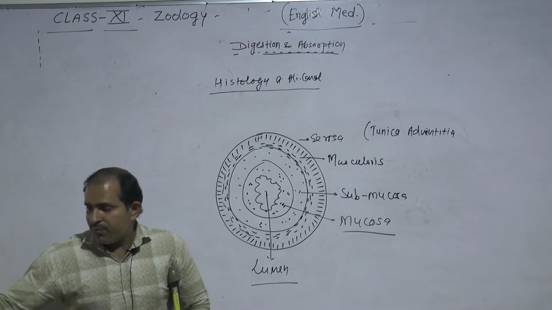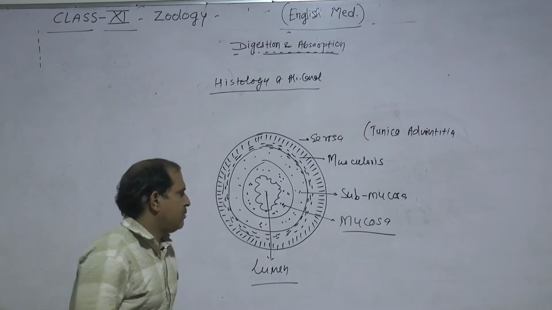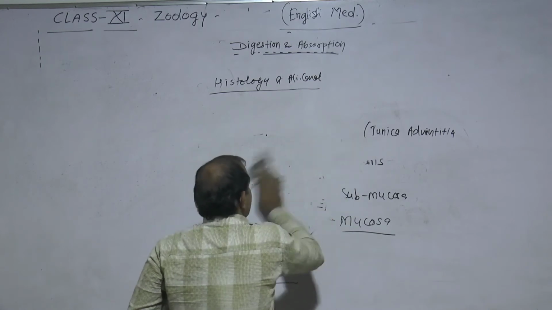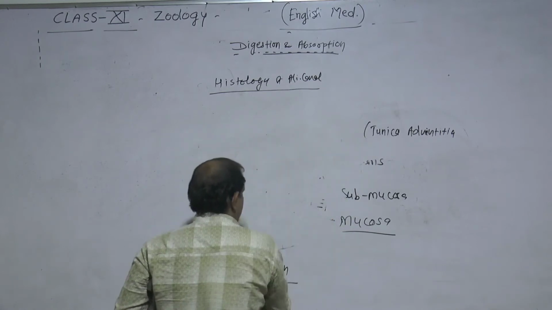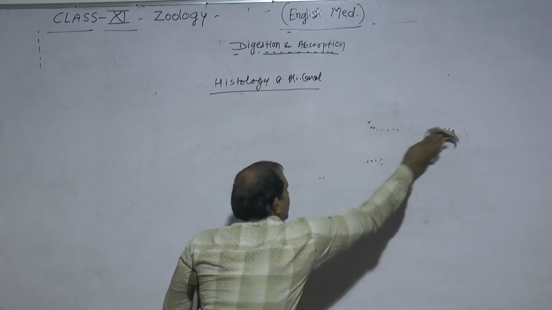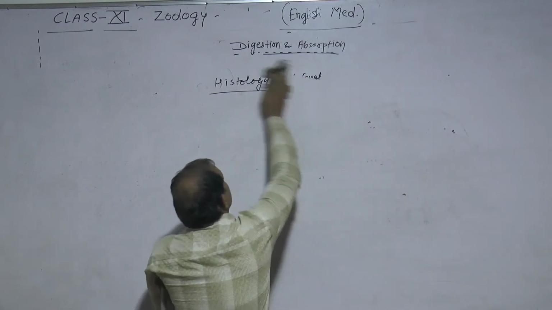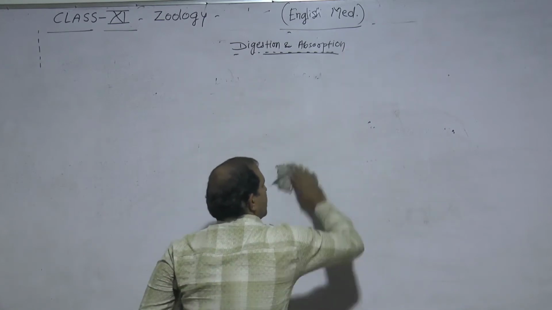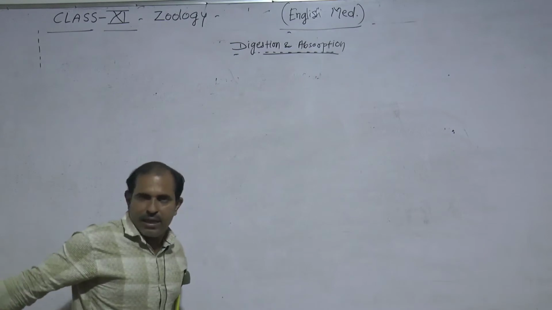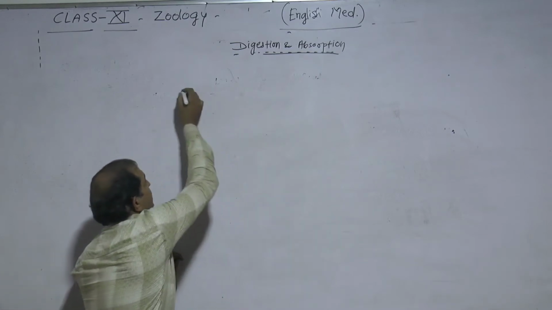Now we will discuss digestive glands. We have discussed the alimentary canal, which is the first part of the digestive system. Now we will study the second part of the digestive system, which is called digestive glands.